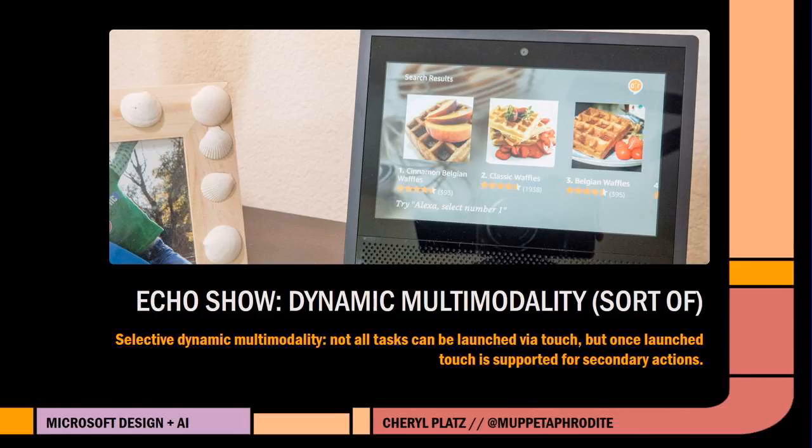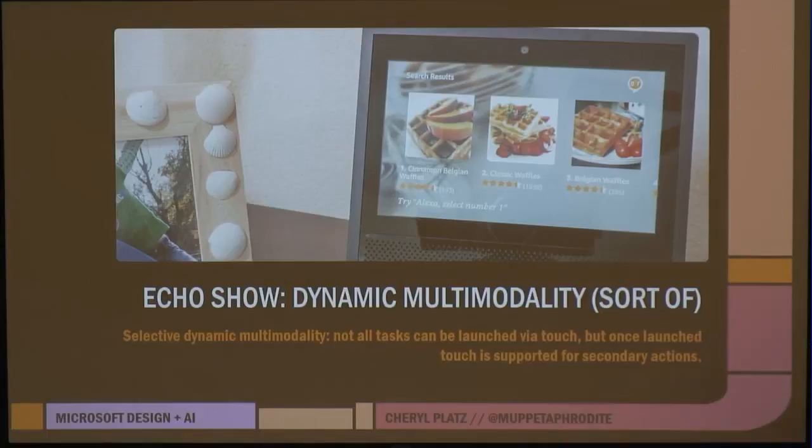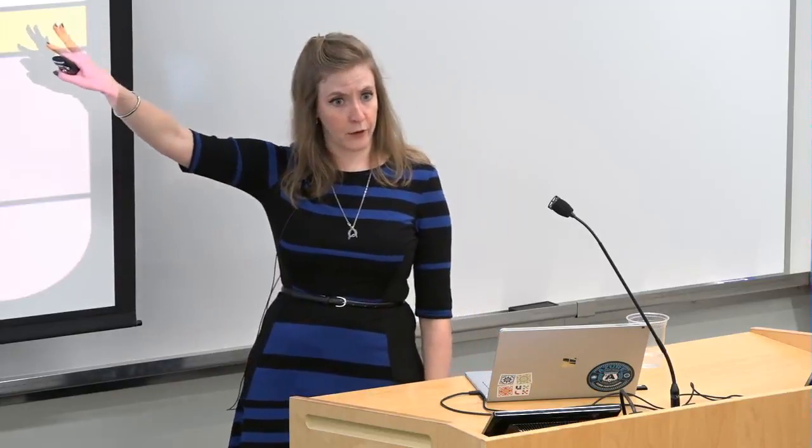Now, on the Echo, on the Alexa platform, we have the Echo Show. This is sort of dynamic multimodality. For the most part, many tasks you complete with Alexa have to be started with voice. There are a few core tasks you can do from the home screen, but most of them still need to be launched with voice. But once you start the task, there is support for touchscreen interactions, like here with search results. That's something that voice really doesn't do very well.